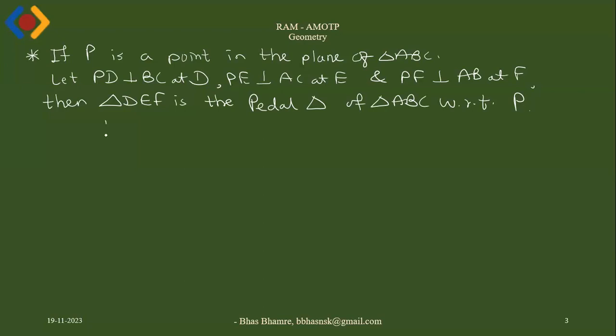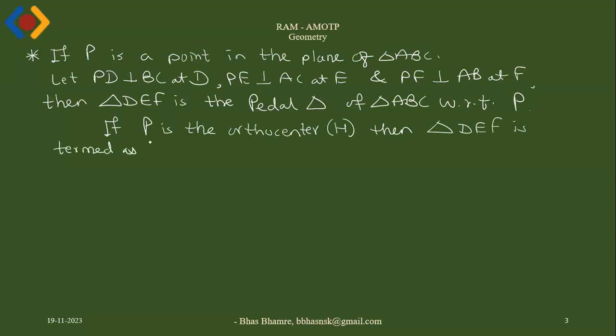So here, before that I must tell you that if P is the orthocenter H, then triangle DEF is termed as the orthic triangle of triangle ABC. So here there is no need to say with respect to H. When it is said orthic, then automatically the orthocenter is confirmed.